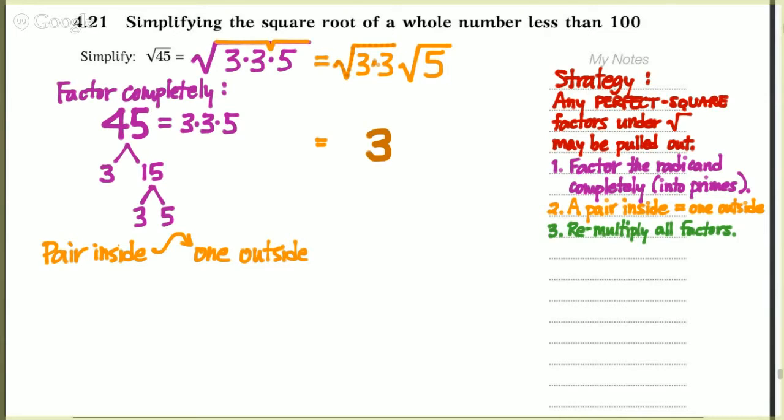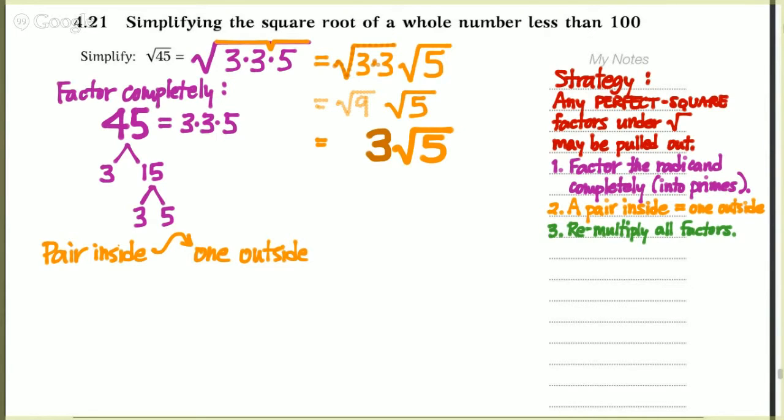So that pair of 3's underneath the radical became a single 3 on the outside, because the pair turned into a 9, and the square root of 9 is equal to 3. But that 5 is left over. There's nothing we can do with that 5 underneath the radical. And so that 5 underneath the radical is also part of our final answer.